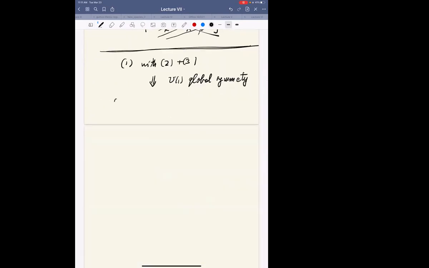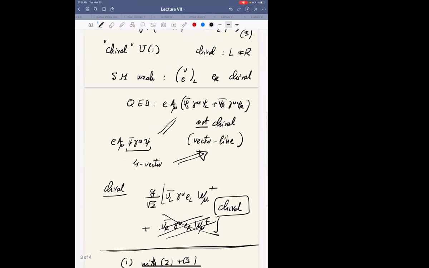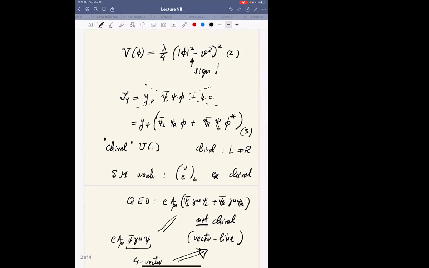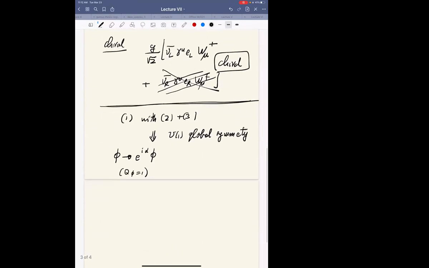I said, I took yesterday phi goes into e to the I alpha phi. I fixed the charge to be 1. Q phi is 1. And that tells me, I go back and read here in 3, what do I discover? That I have a choice, of course. I don't know a priori. I have a variety of choices. For example, there is a symmetry.